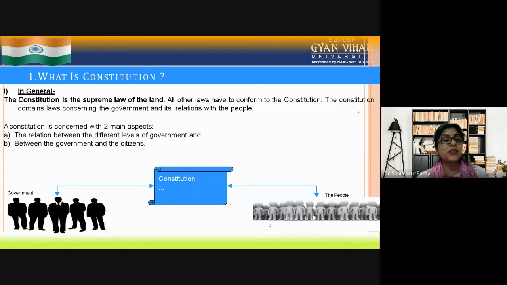So a constitution is concerned with two main aspects, students. Number one is the relationship between the different levels of government. And number two, between the government and the citizens, how it is built up, all based on its constitution. So just understand in a very simple way that whatever we do, whatever we must not do, is all actually controlled by the Indian constitution. All right, students.